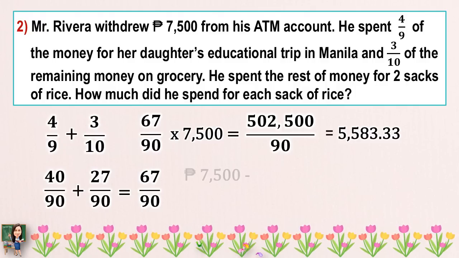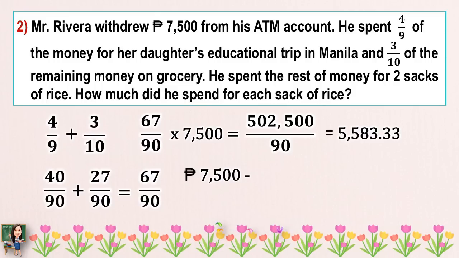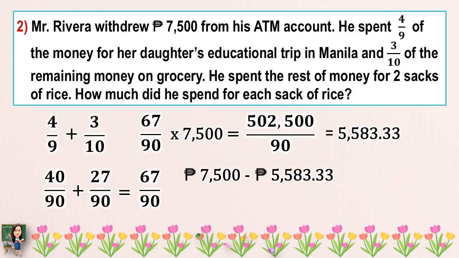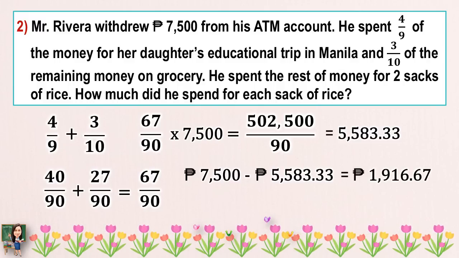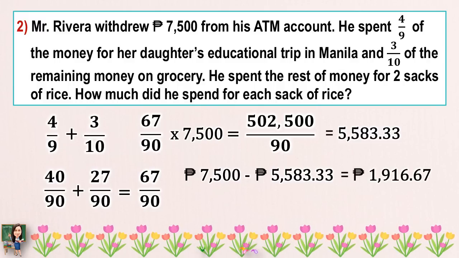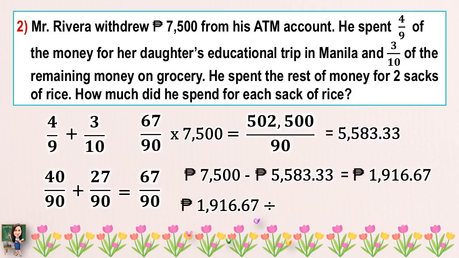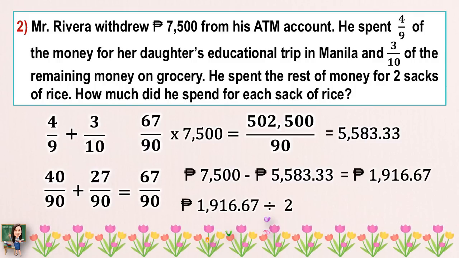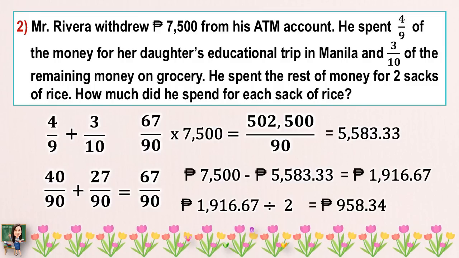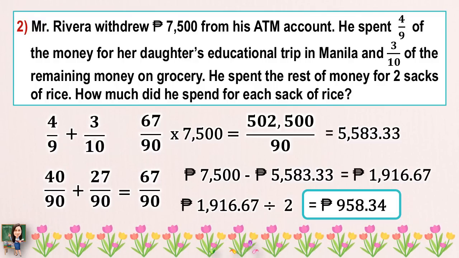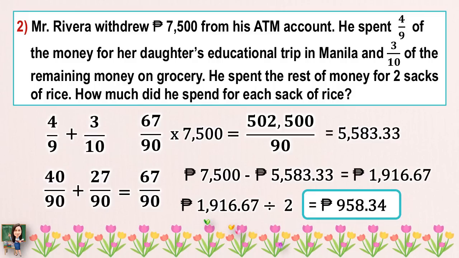5,583.33. Then subtract from 7,500 pesos: 5,583 pesos and 33 centavos equals 1,916 pesos and 67 centavos. 1,916 pesos and 67 centavos divided by 2 equals 958 pesos and 34 centavos. So 958 pesos and 34 centavos he spent for each sack of rice.